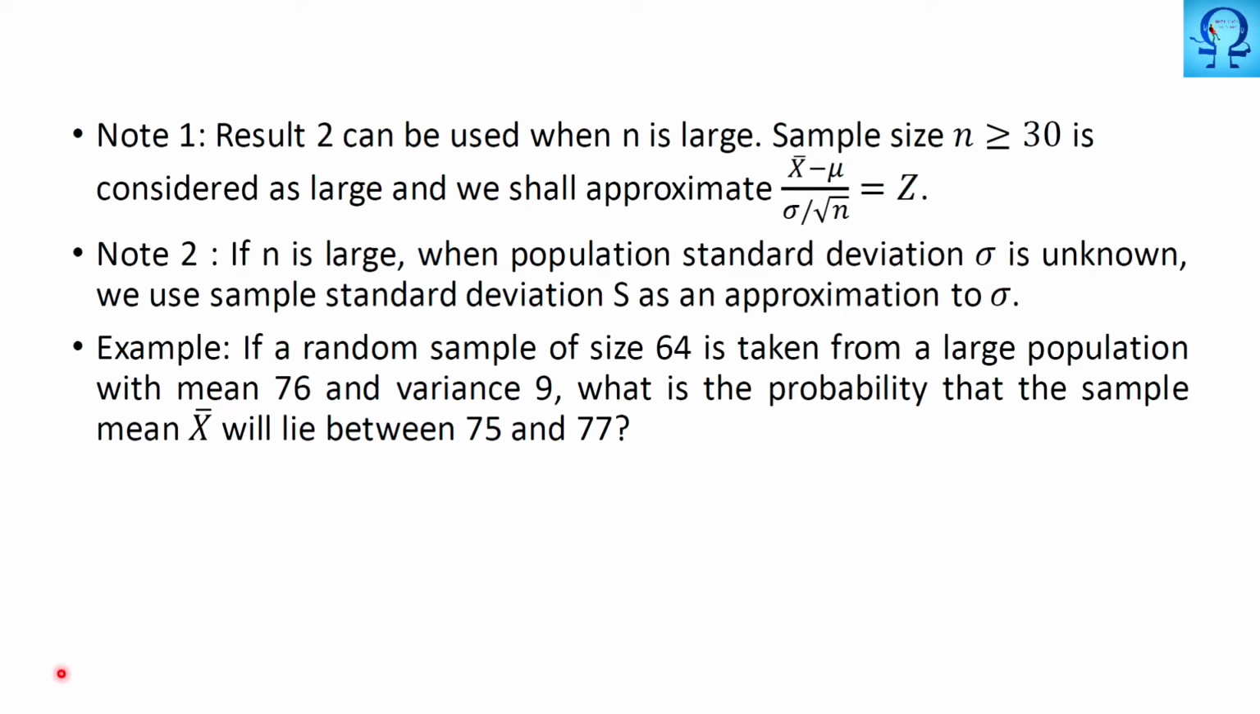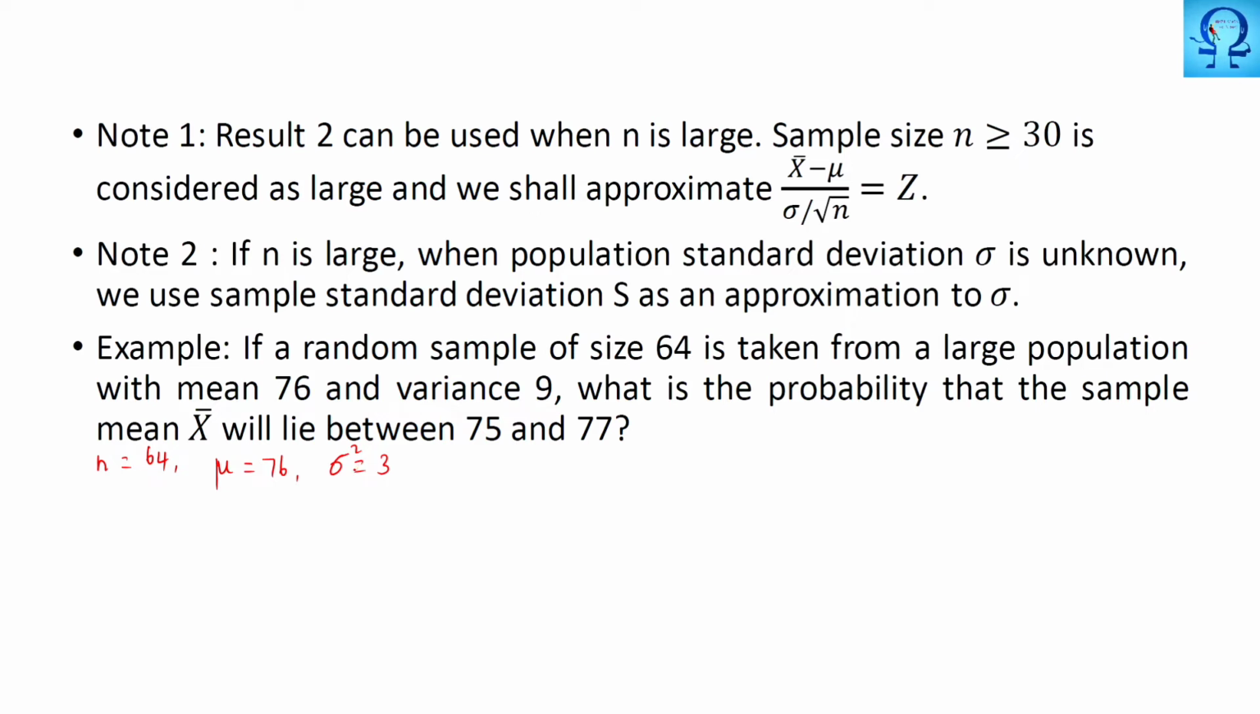Now we have a problem. It is given that a random sample of size 64 is taken from some large population with mean 76 and variance 9. We are asked to calculate the probability that the sample mean will lie between 75 and 77. So first of all, what is the information given to us? The sample size is 64 and population mean is 76.